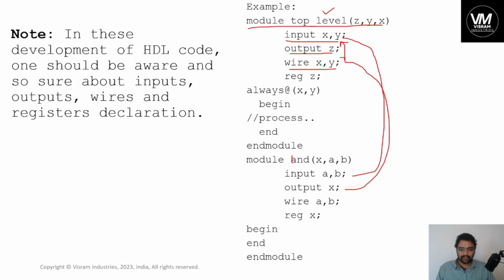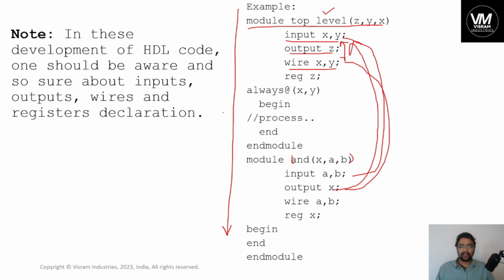For the AND module, the inputs are A and B, but the output is X. This output is connected to the top level design as the input. Understood, guys? So this is how you will be developing. Don't worry, as this is the beginning of Verilog HDL construction, we will be discussing in detail in the next session as well.